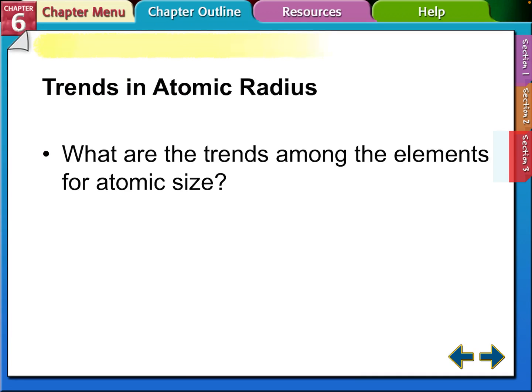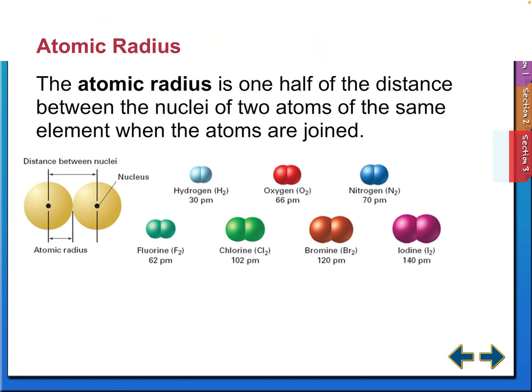So the first thing we're going to talk about is atomic radius. Now, this was a vocab word. So we're going to talk about what the trends are among the elements for atomic size, looking at the periodic table. Basically it's the distance from the middle of an atom to its outer edge. So it's basically what's happening to the size of an atom as you move across the periodic table.